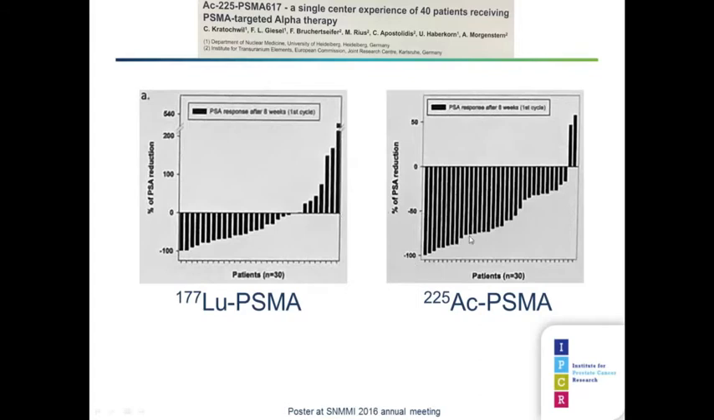And again, this is right now not in the United States yet. It's only in Germany. We're working to bring it here, along with the lutetium PSMA. We're working with the group at Cornell that's doing a lot of this work, and we're hoping to bring the clinical trial here in the very near future to have that here as well.